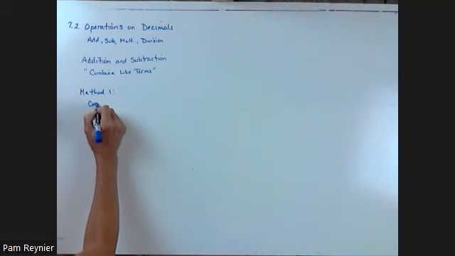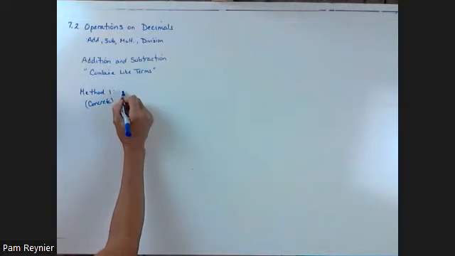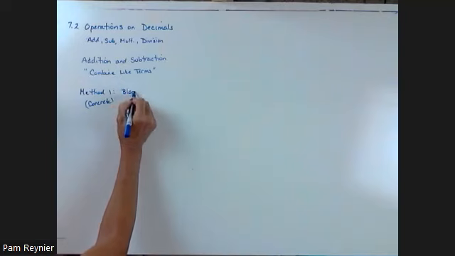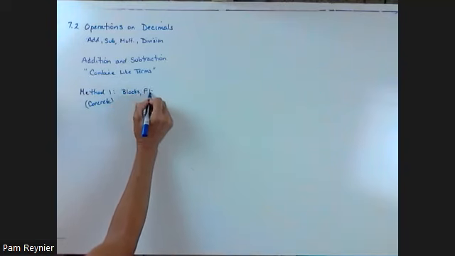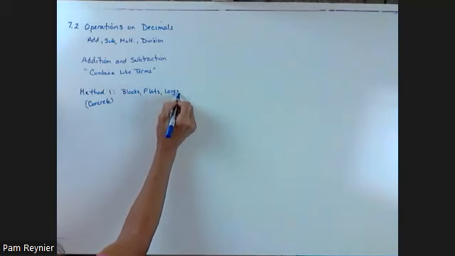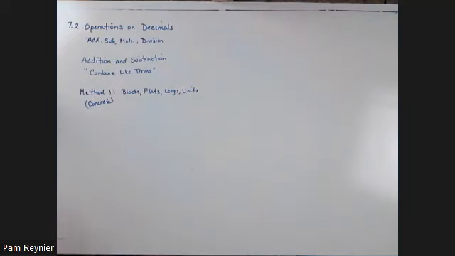So of course, if it's a concrete model, you want the students to be able to hold things that are tangible. So let's take a look at blocks, flats, longs or rods, and units. Last section, we talked about how we can represent a decimal or a mixed number using these.